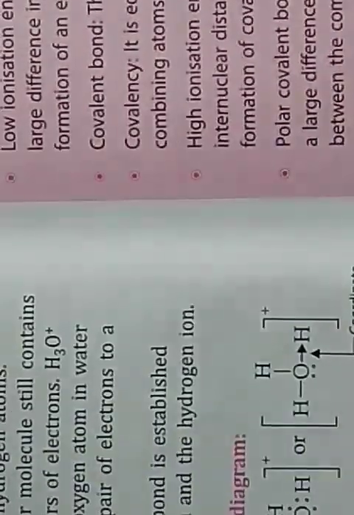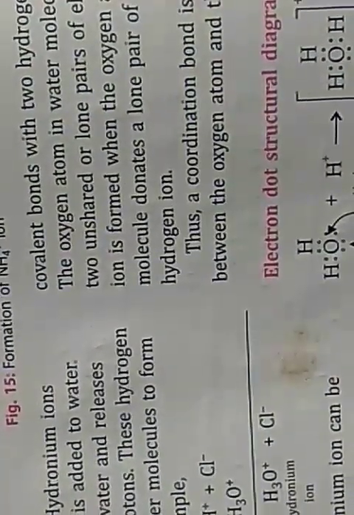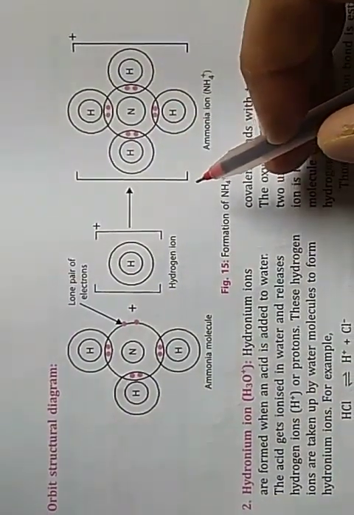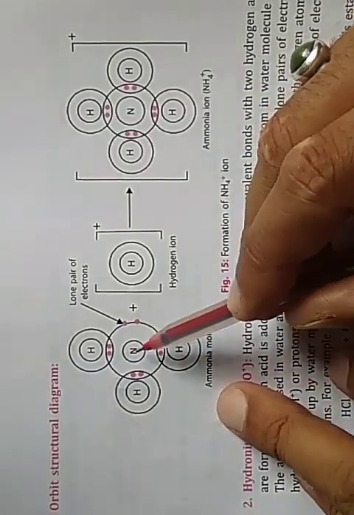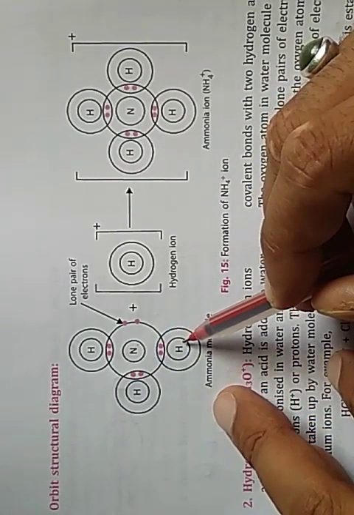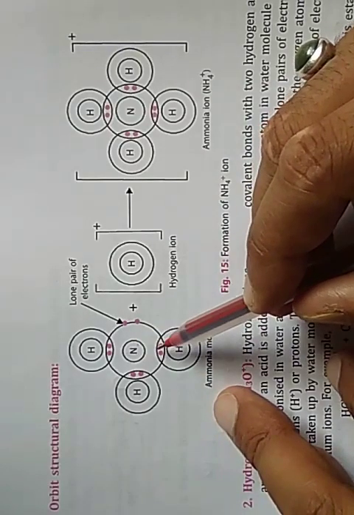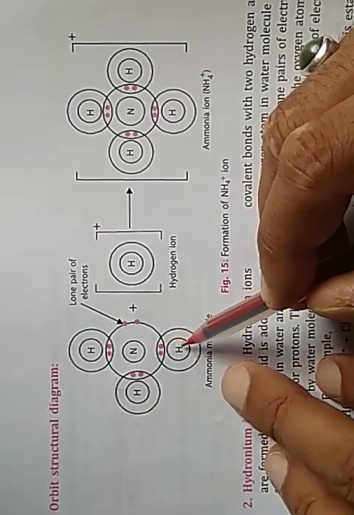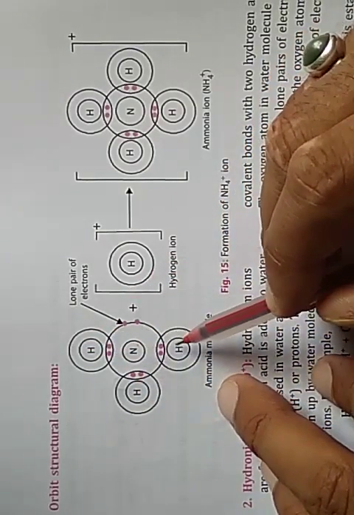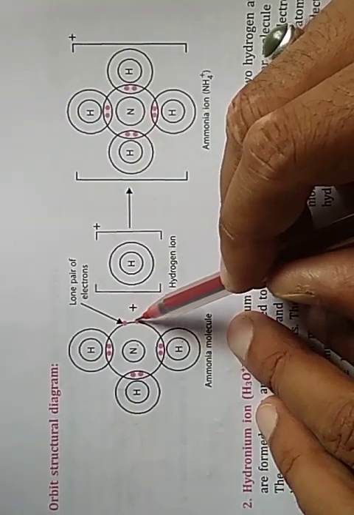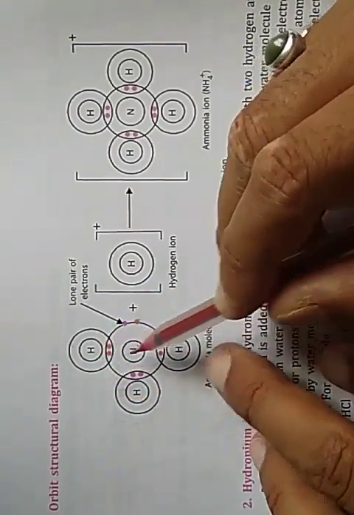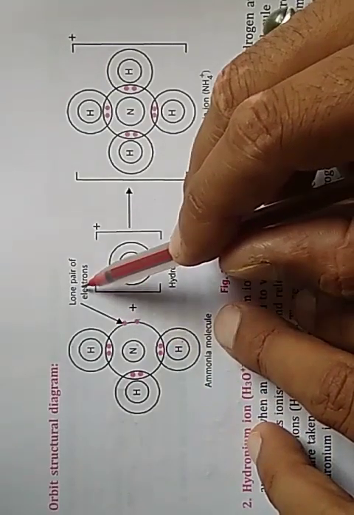Now another example. Here is the orbital structural diagram on page number 36 of the ammonia molecule. Hydrogen has only 1 valence electron. Nitrogen has 5 valence electrons, 1 2 3 4 5. So one electron of nitrogen is shared with one electron of hydrogen. Same for this, same for this. And this one pair of electrons is not shared by the nitrogen with any hydrogen in the ammonia molecule, and this unshared pair is called the lone pair of electrons.